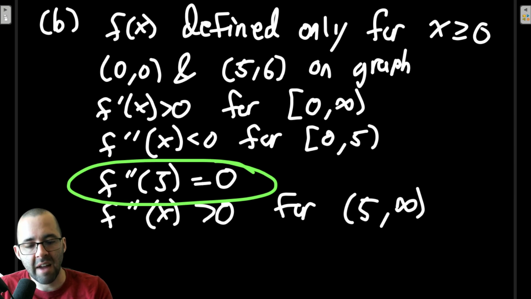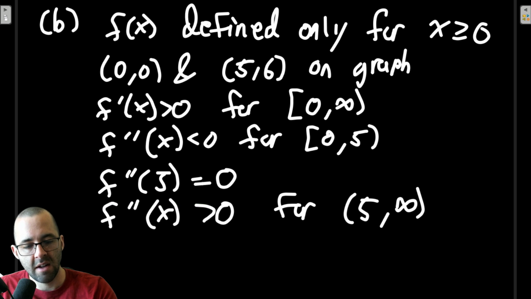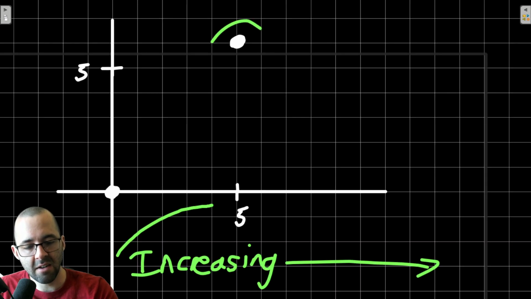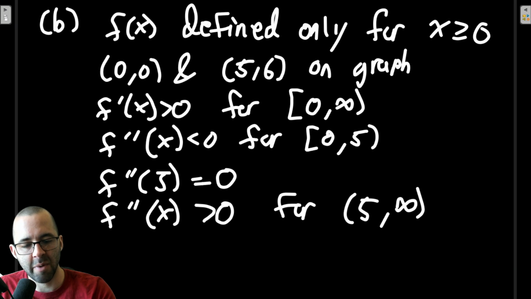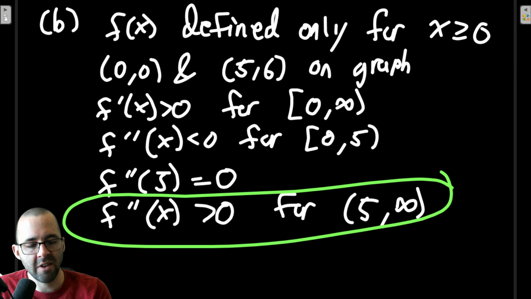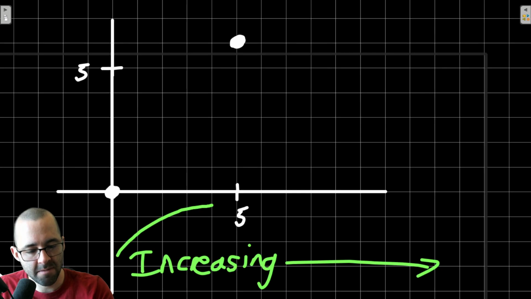The second derivative at 5 is 0. Second derivative right here is 0. Let's sit on that piece of information for a little bit. And finally, the second derivative is positive to the right of the second point. So it's going to be concave up after this point.